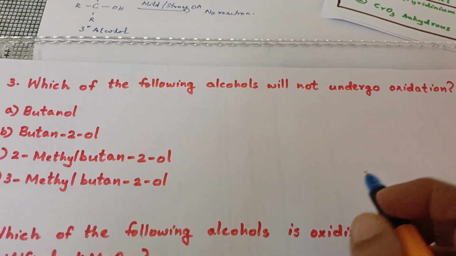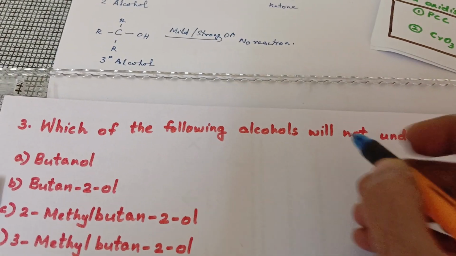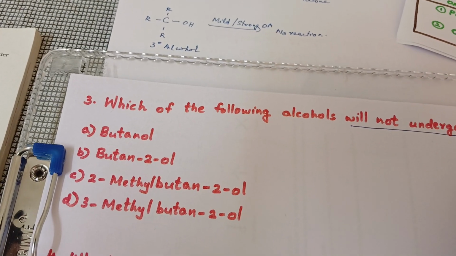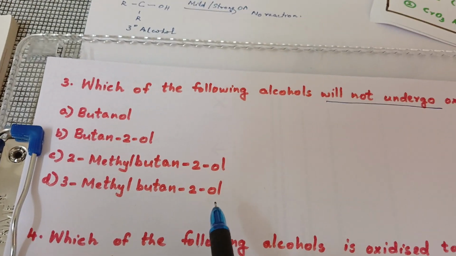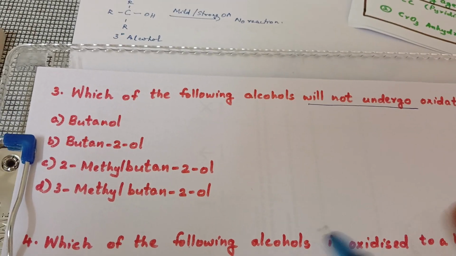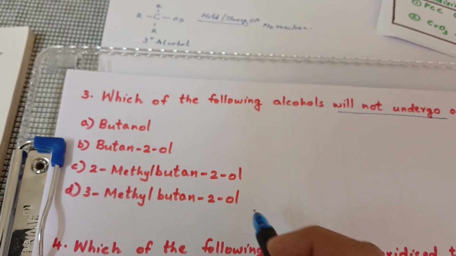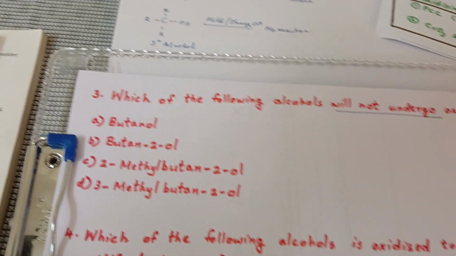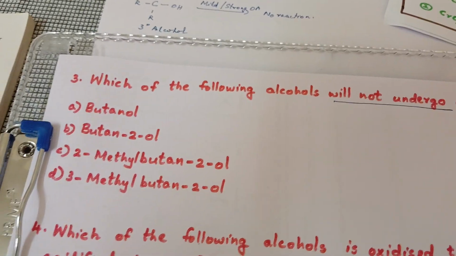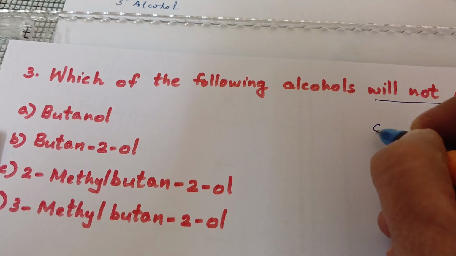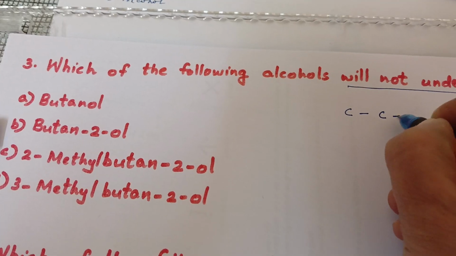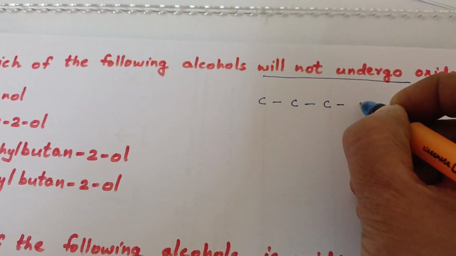Now you can look at the next question. Which of the following alcohols will not undergo oxidation? And these are the alcohols given to us. What is the condition in which it will not undergo oxidation? That is the lack of an alpha hydrogen. Say in the case of butanol, how many carbons? 4 carbons. 1, 2, 3, 4.